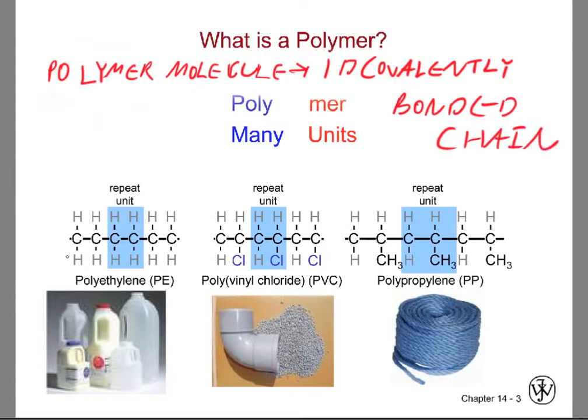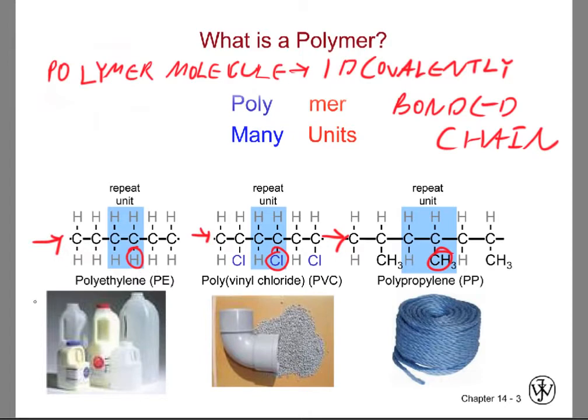Listed here are three common polymers. We've got polyethylene, polyvinyl chloride, and polypropylene. Notice in their structure they are very similar. Here are all their chains. The only difference is one of these substituents on one of the carbon atoms is different. This will be talked about in a future slide.